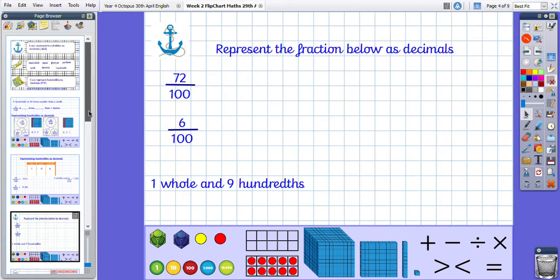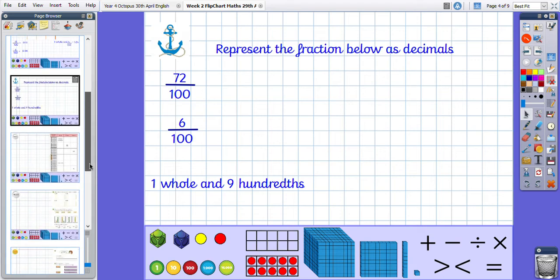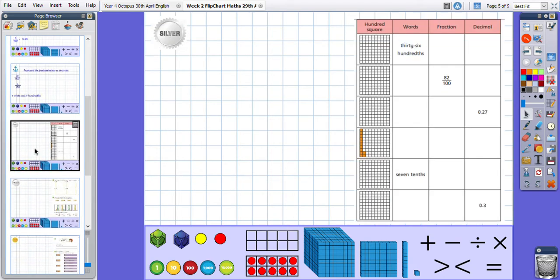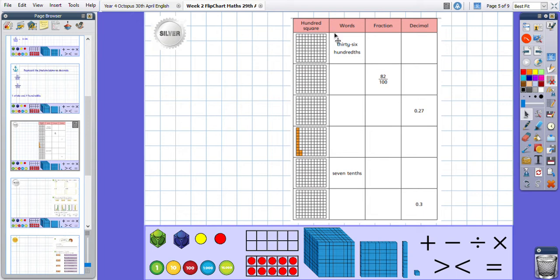So your anchor task in your books, can you please represent the fractions below as decimals? 72 hundredths, 6 hundredths, and 1 whole and 9 hundredths. Then, for your silver test today, you are looking at questions 1, 2 and 3. Can you please fill in the boxes? So you are representing the number as Deans, in words, as a fraction and a decimal.